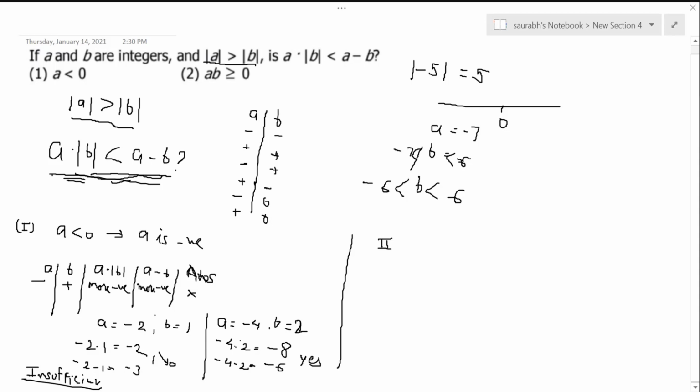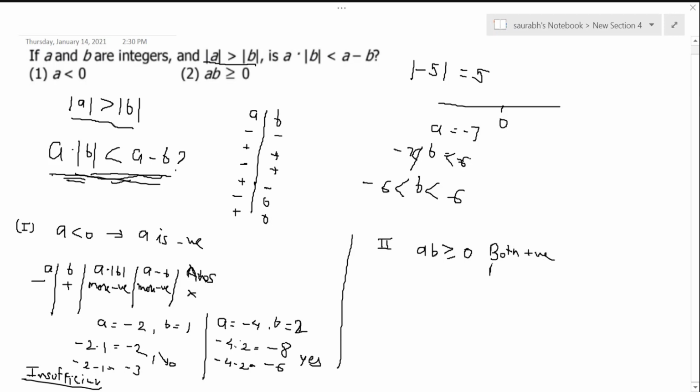We haven't done anything. Okay, so now it's like after reading the question stem, I am straight away using the information that is given in statement 2. So statement 2 says that AB is greater than or equal to 0. So what are the different interpretations of that, Gigi? Both are positive or both are negative? Anything else?